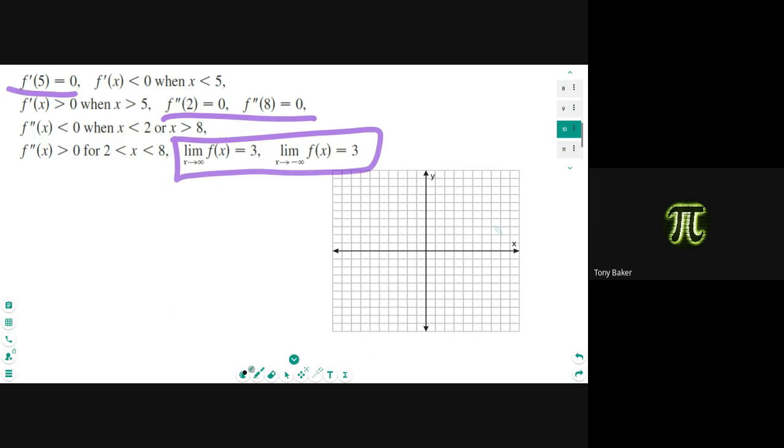So I know I have it's at 3. I don't really care where it is. It doesn't make much difference. So I know I have an asymptote there, right? So I know something's happening at 2. I know something's happening at 5. And I know something's happening at 8. Right? Because that's what those other 3 things tell me.